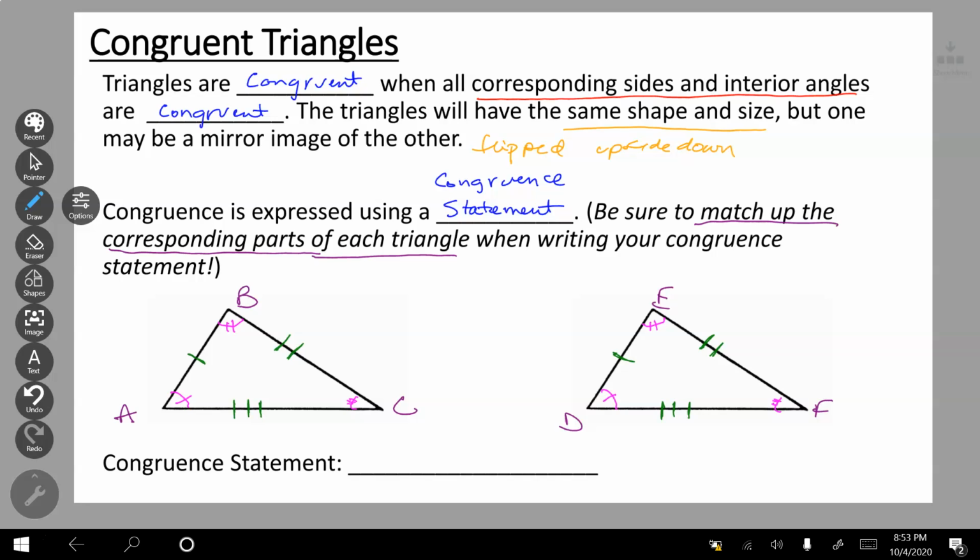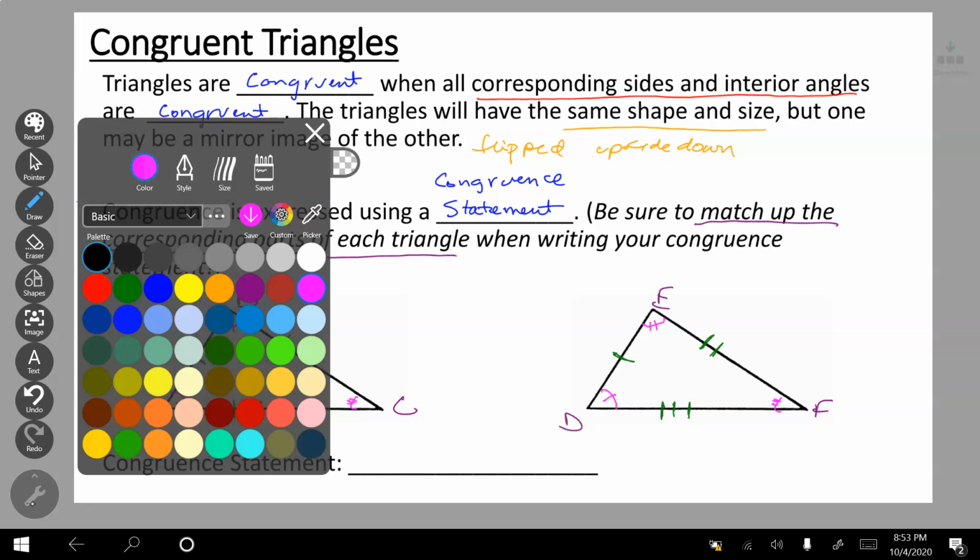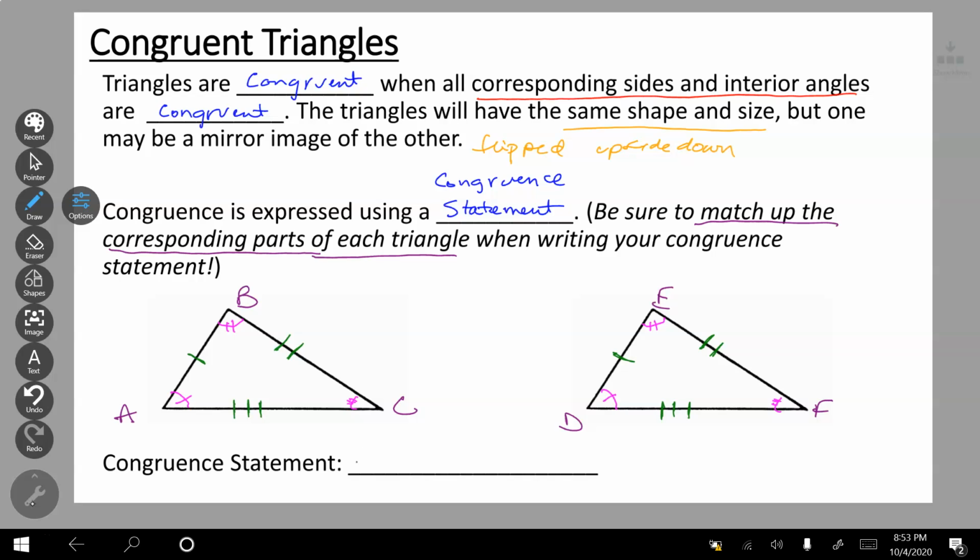So when I'm done, I'm going to write a congruent statement, and the order that you write it is important. So I'm going to say triangle ABC is congruent, and if it's point A, point B, point C, they have to match up in order with the points that they match up with. So angle A matches up with angle D, angle B matches up with angle E, and angle C matches up with angle F. So triangle ABC is congruent to triangle DEF.